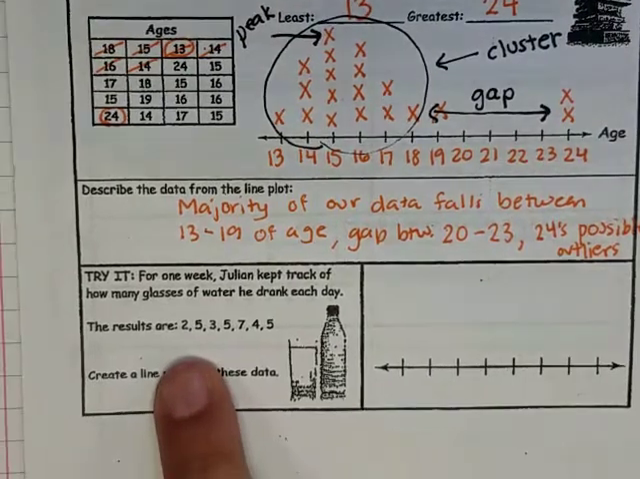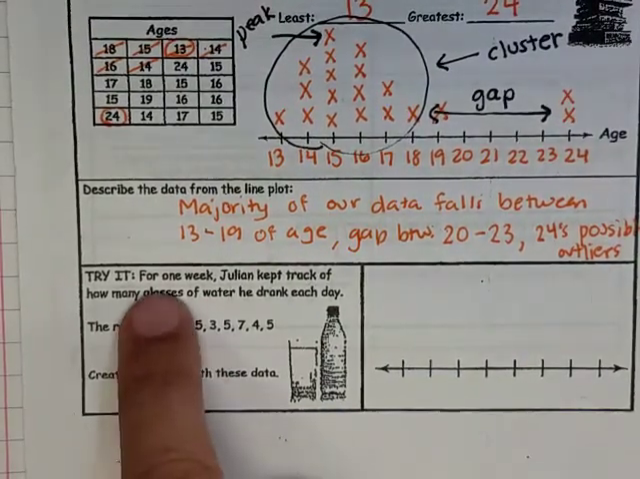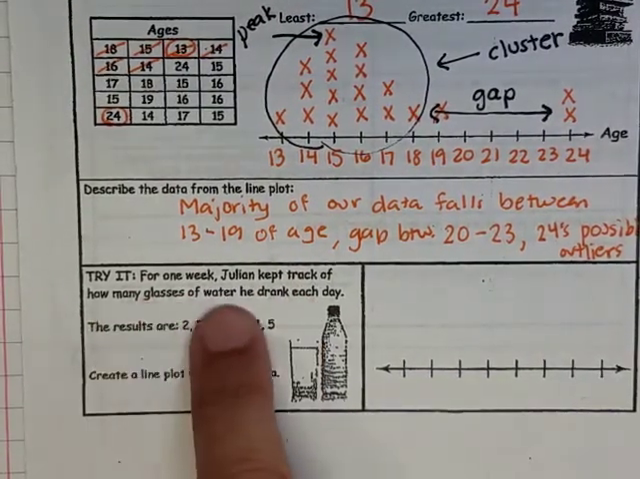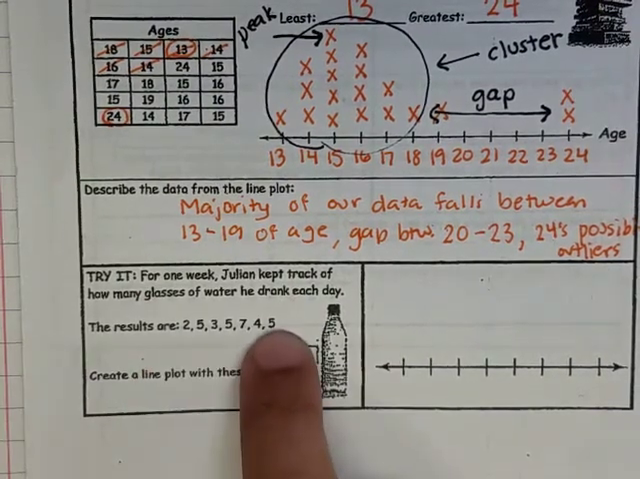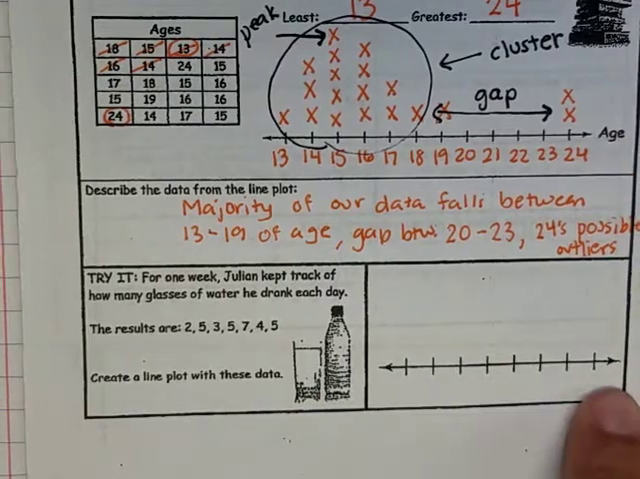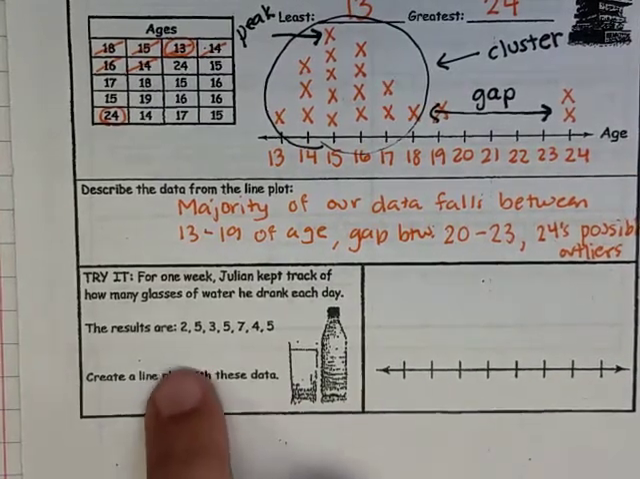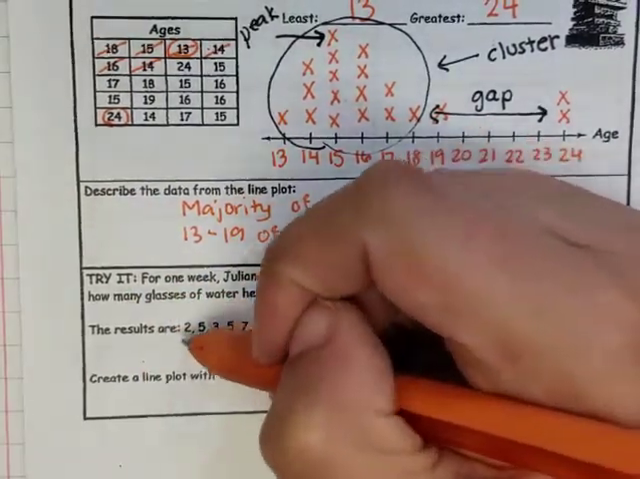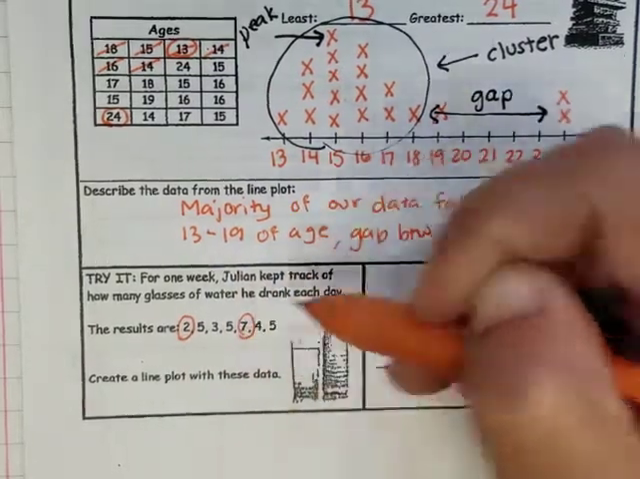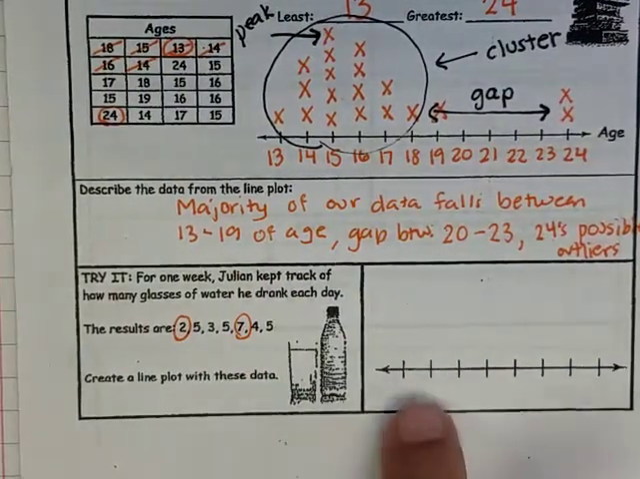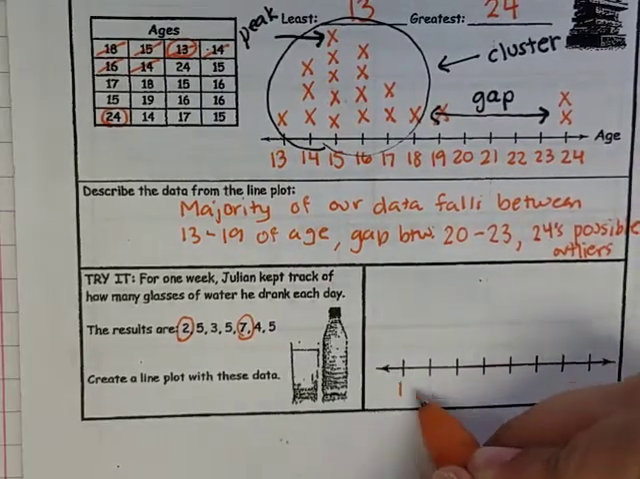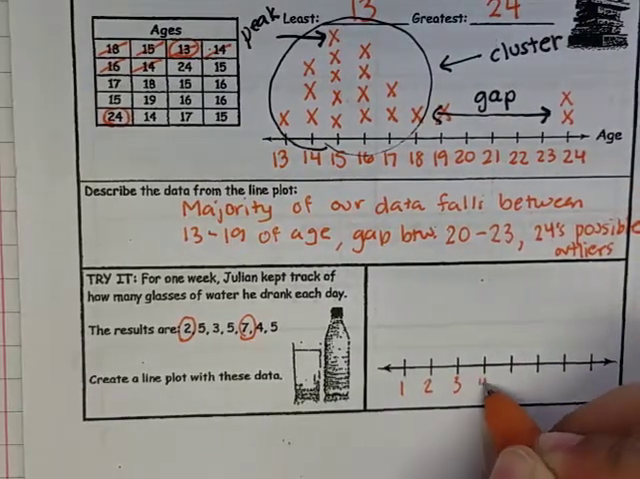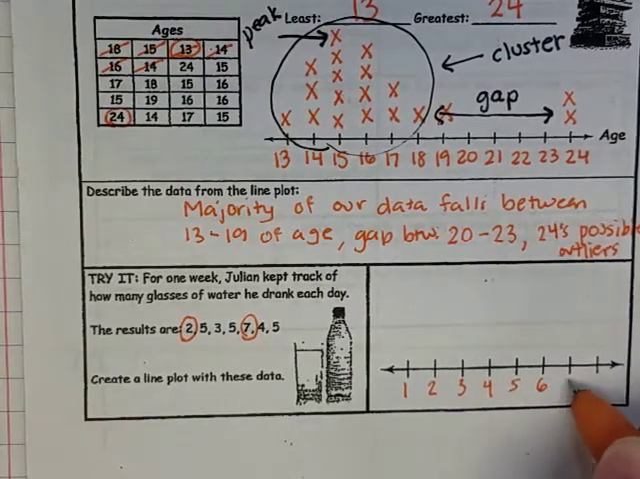All right, so now we're going to try another one. For 1 week, Julian kept track of how many glasses of water he drank every day. The results are the following. So what we want to do is create our number line and make sure we include our least and our greatest. Our least number looks like it's 2, and our greatest number looks like it's 7. So we need to go from 2 to 7 on our chart. 2, 3, 4, 5, 6, 7. So that's perfect.